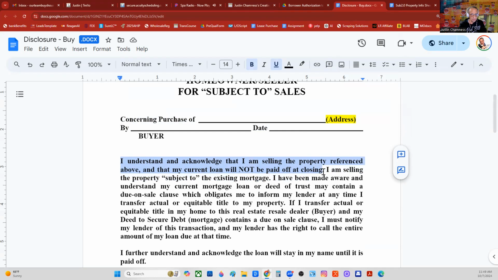Okay, you're going to take over the house subject to that mortgage. All right, I'm selling the property subject to the existing mortgage. I've been made aware and understand that my current mortgage or loan or deed of trust may contain a due on sale clause, which obligates me to inform my lender at any time I transfer actual or equitable title to my property. If I transfer actual or equitable title in my home to this real estate dealer or you, the investor, and my deed to secure debt mortgage contains a due on sale clause, I must notify my lender of this transaction, and my lender has the right to call the entire amount due.